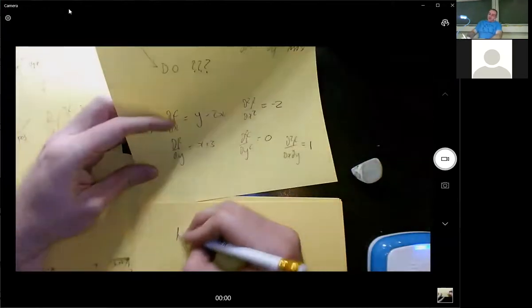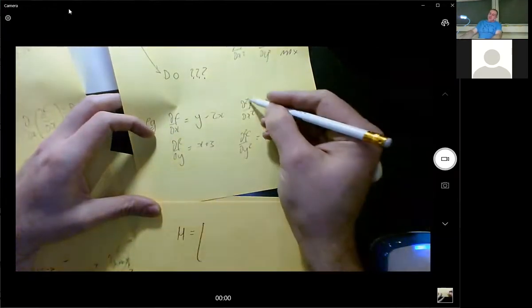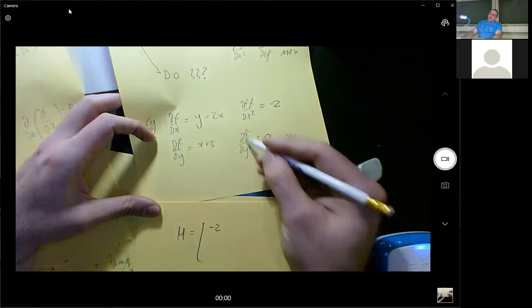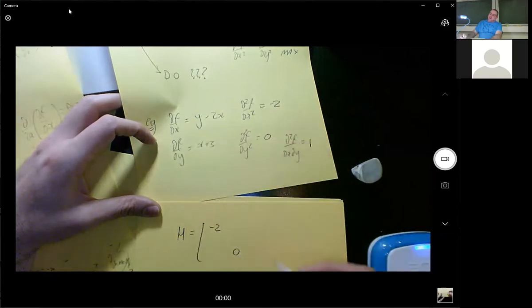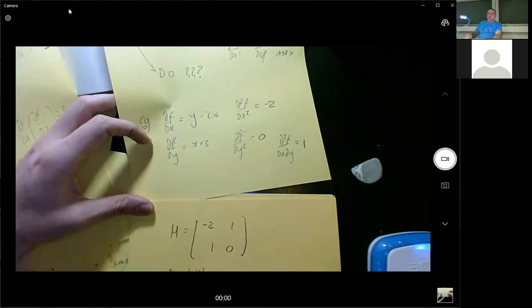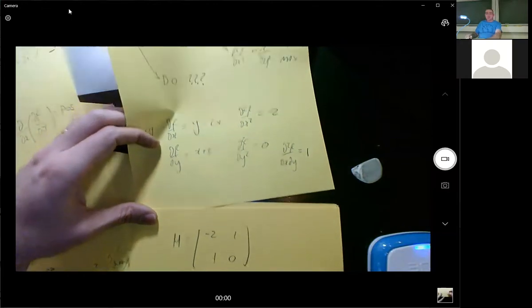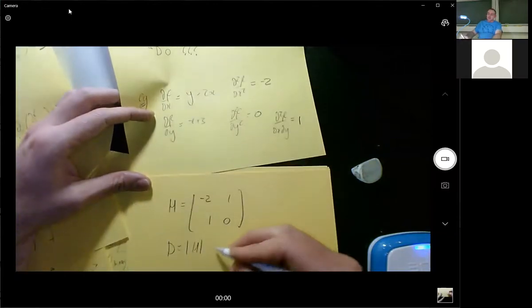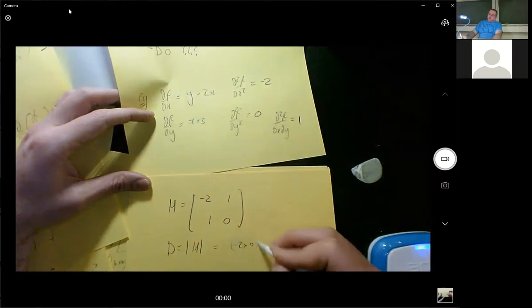Okay, and so we got those answers. And so my Hessian matrix, d squared f on dx squared is here, d squared f on dy squared is here, they're both 1. And so the determinant of that would be minus 2 times 0 minus 1 times 1, which is negative 1, so it's a saddle point.